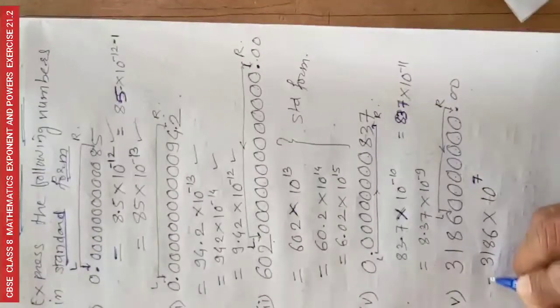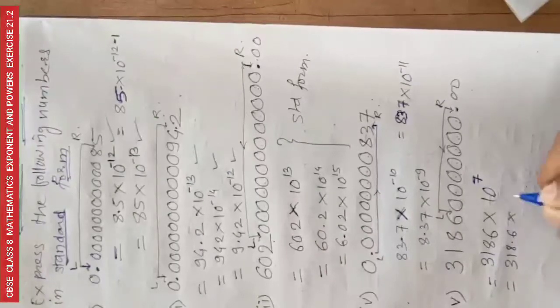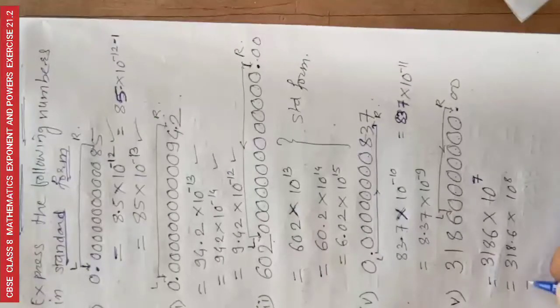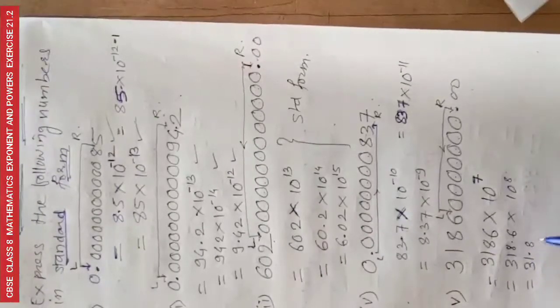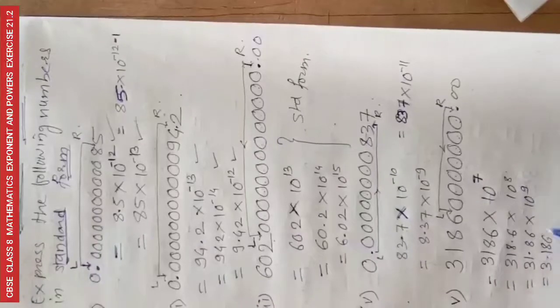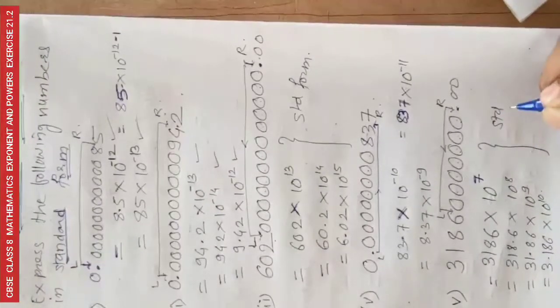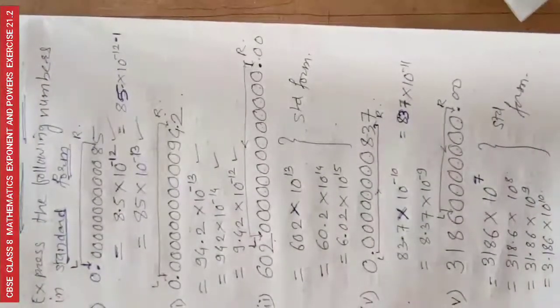It can also be written as 318.6 into 10 raised to the power 8. It can also be written as 31.86 into 10 raised to the power 9. It can also be written as 3.186 into 10 raised to the power 10. All of these are answers, so all are the standard form. This is the first question of exercise 12.2.